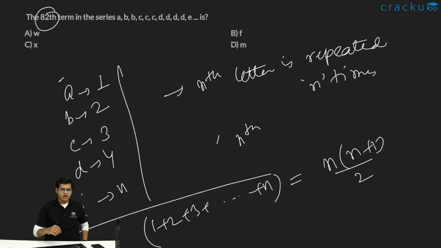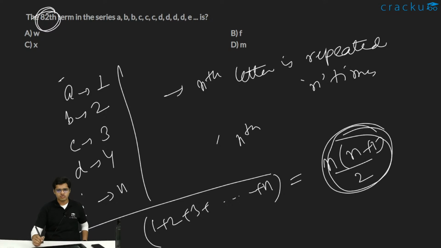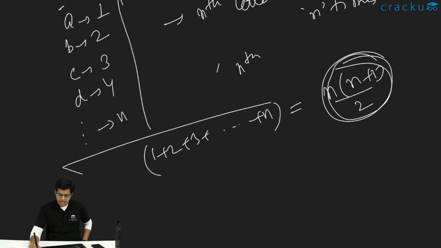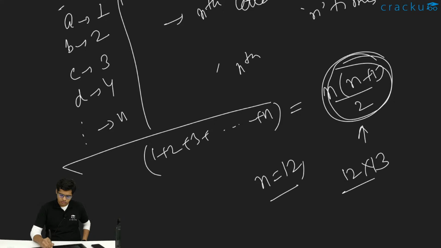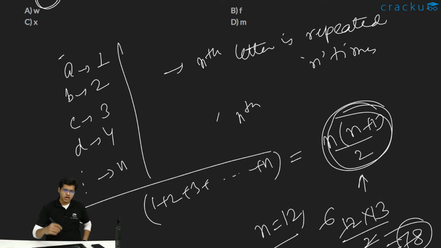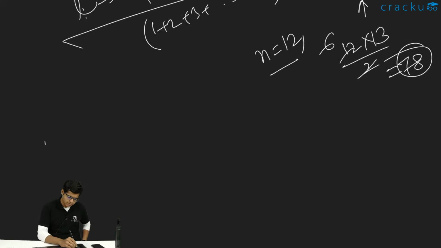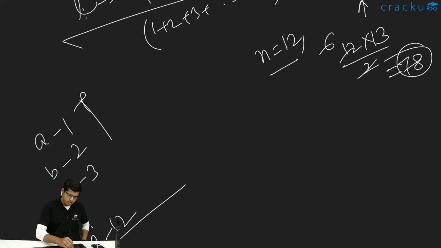Now, n into n plus 1 by 2. We need to find the 82nd term, right? So this value, n into n plus 1 by 2, has to be close to 82. Let's say n equals 12. So what will be the value? The value will be 12 into 13 by 2, which is 78. n equals 12 means the 12th letter in the English alphabet, and the 12th letter is L. Which means A is coming once, B is coming twice, C is coming thrice, like this L will come 12 times. So in total, we have 78 letters here.